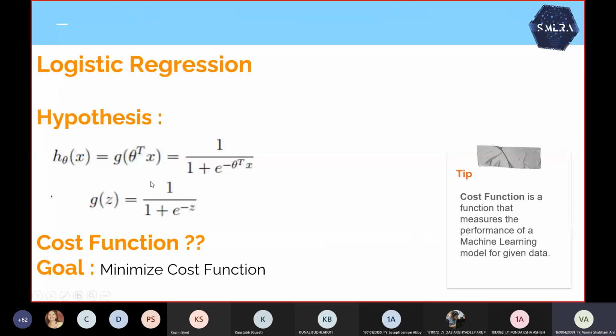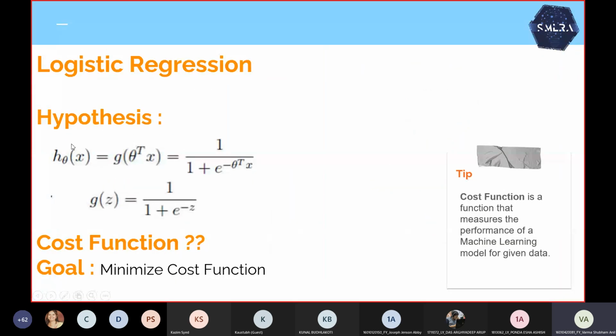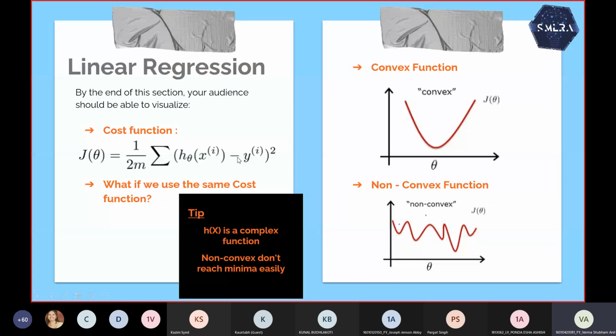Now the question comes: as Jenson explained, in linear regression we have a cost function, the loss function. The purpose of this cost function was to help our algorithm get optimized. For logistic regression, we can't use the same cost function that we use in linear regression. The reason is that if I put this sigmoidal function, this h of x value, in the cost function, the output I will get is a non-convex type of function, whereas in linear regression we got a convex type of function.